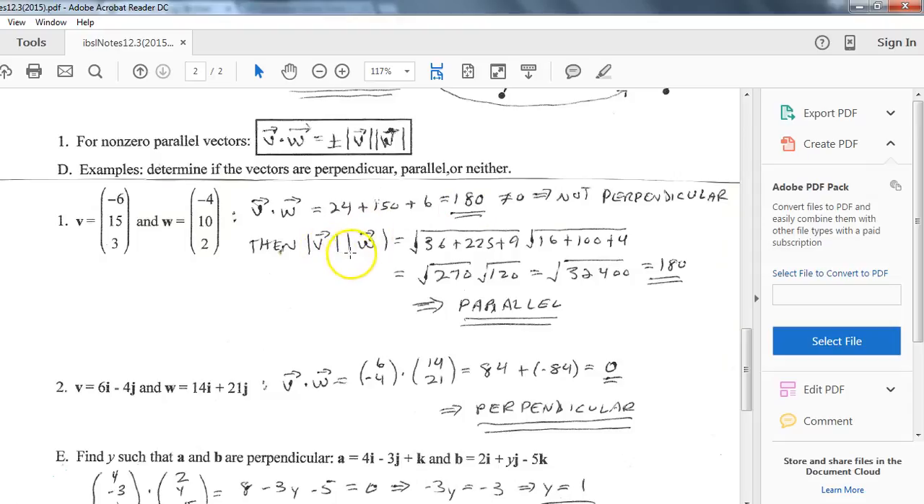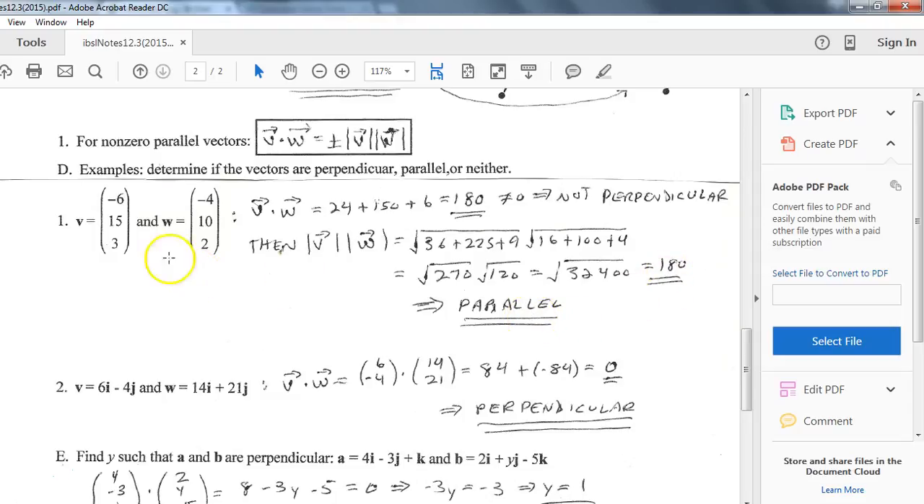Here's what we would have on bottom. So if I did the magnitude of v times the magnitude of w, and that's the work that you're seeing right here, well, their magnitude times magnitude is 180. So if I did the formula for cosine, I have 180 over 180, which is 1. So if I did an inverse cosine of 1, I get 0, which means the lines are parallel. And that's the way you figure it out with a cosine formula.